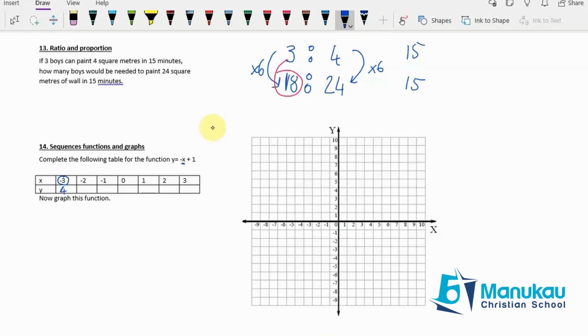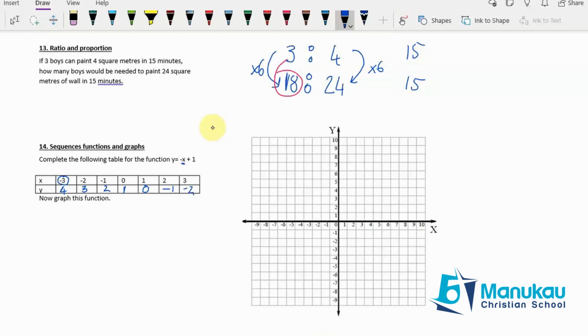Explain the next one to me, please, Samantha. How am I going to get my next value? Minus negative 2, which equals 2, and then you plus 1 to get to it. Okay, negative 2 is positive 2, plus 1 is 3. And if you keep on doing this, you'll see that you're going down 1 each time, like that.